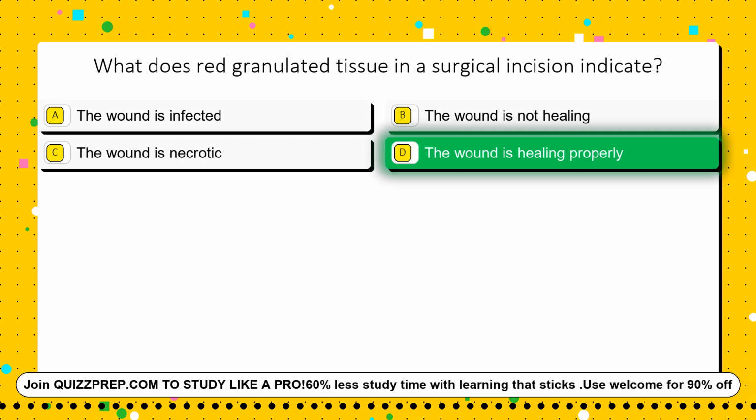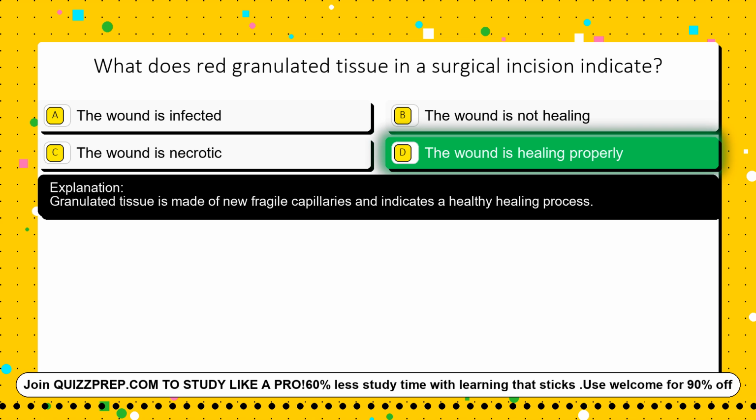The correct answer is option D, the wound is healing properly. Granulated tissue is made of new fragile capillaries and indicates a healthy healing process.